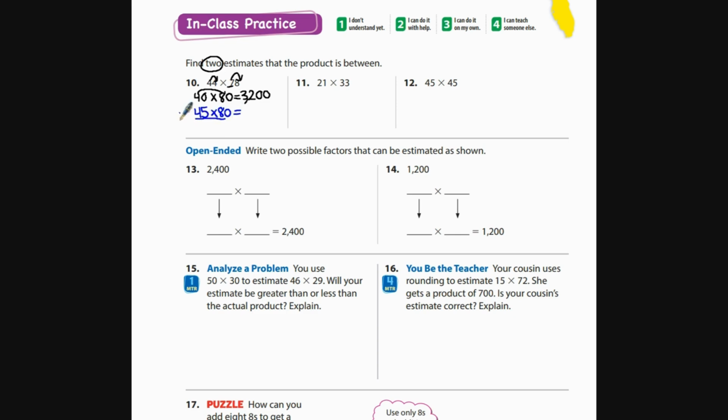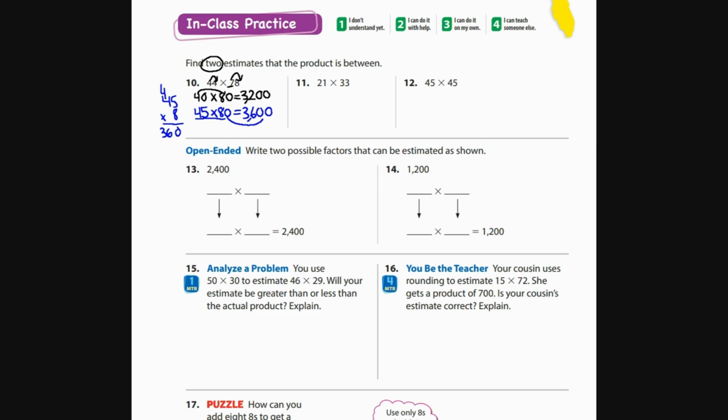We're going to multiply 45 times 8 first. So let's use this little space right here. 45 times 8. I have 5 times 8 is 40. Carry the 4. 8 times 4 is 32. Plus 4 is 36, right? So this is 360. So I'm going to put here 360, but I need to add a 0. So those are my two estimates.